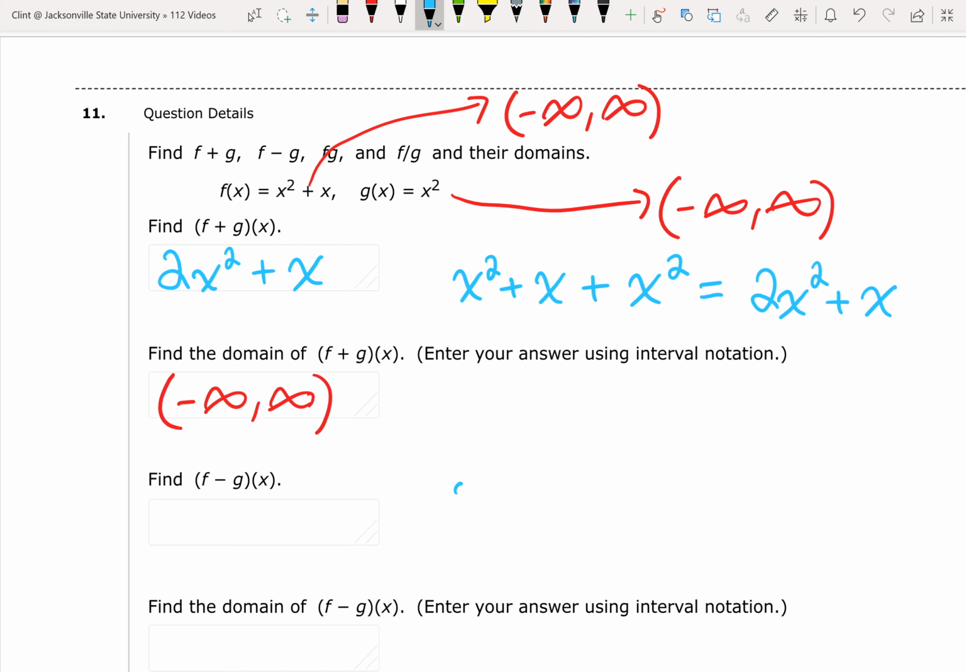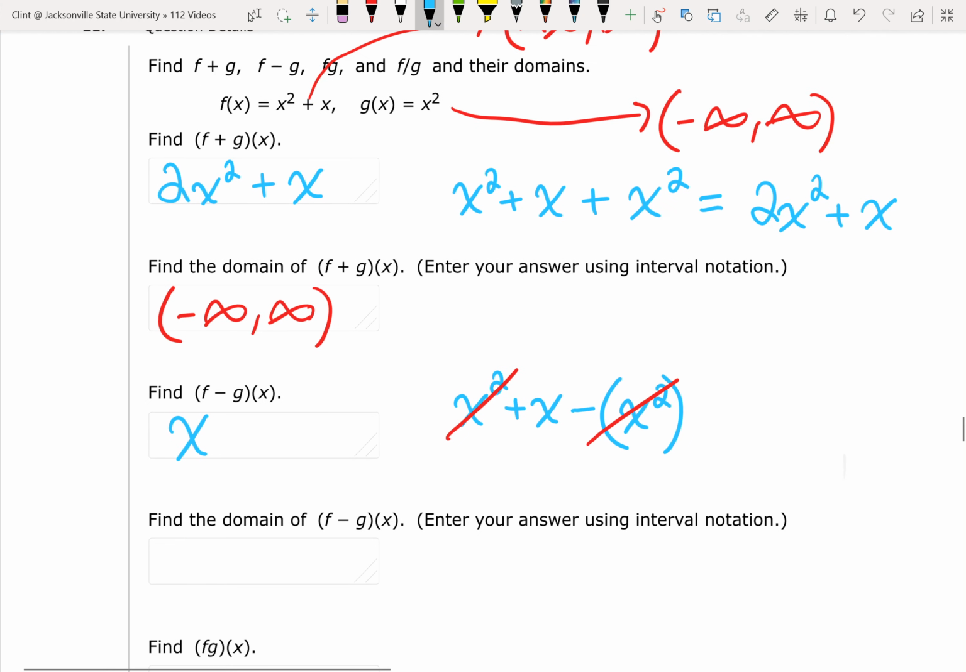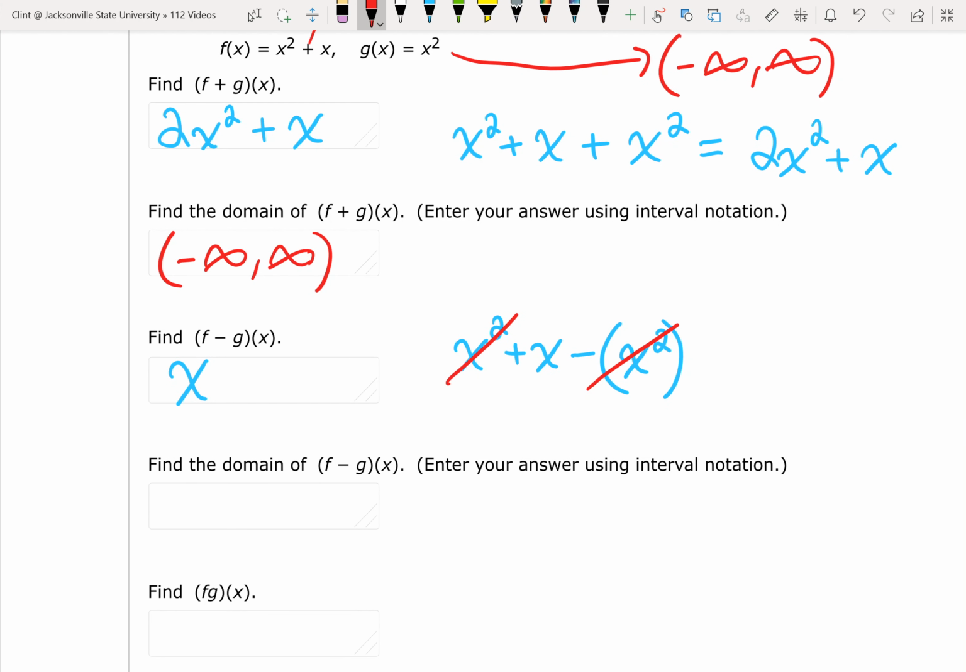If we do minus, we'll have f, which is x squared plus x, minus, and it's a good idea to put a parenthesis, g of x, which is x squared. X squared minus x squared, those cancel out, leave us with x. Again, the domain's going to be the same as the last one, negative infinity to infinity.